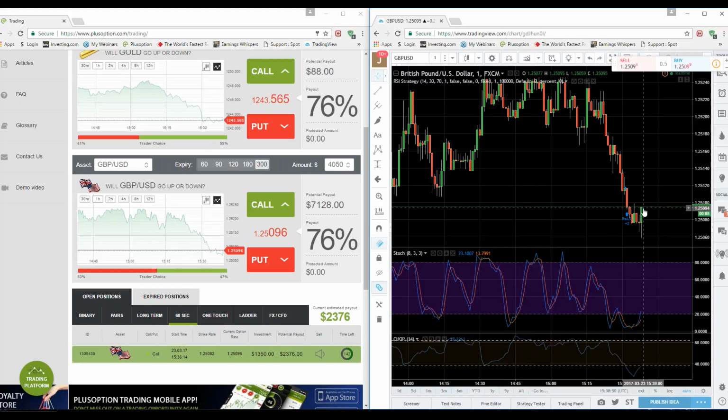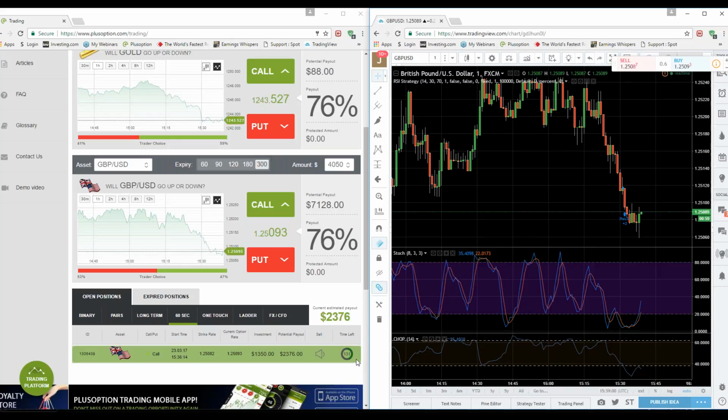Okay, so as long as we can hold on to some of our gains here for the next 137 seconds, then we will be profitable. So let's just wait and see what happens.